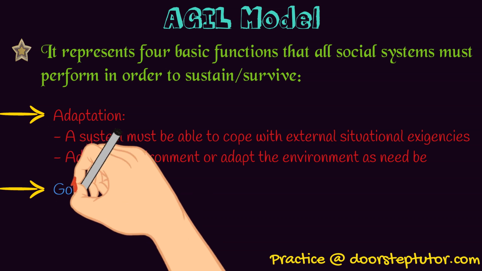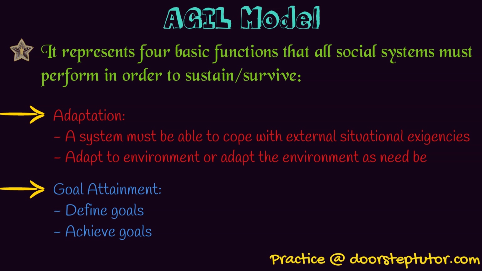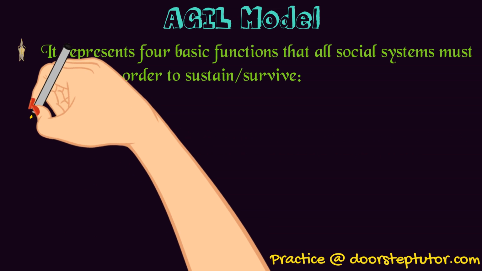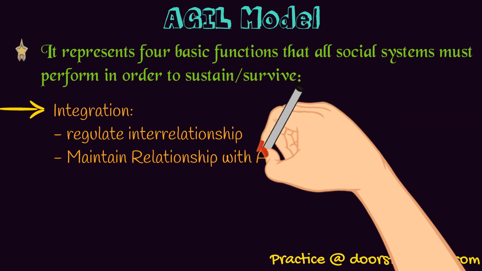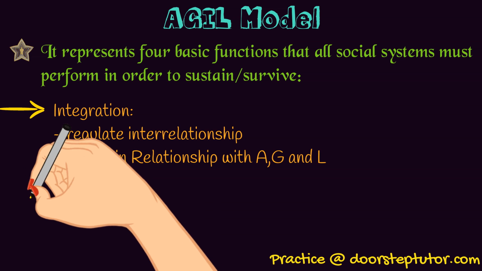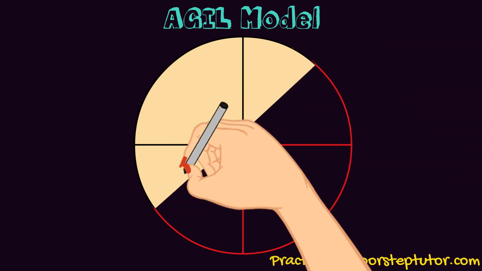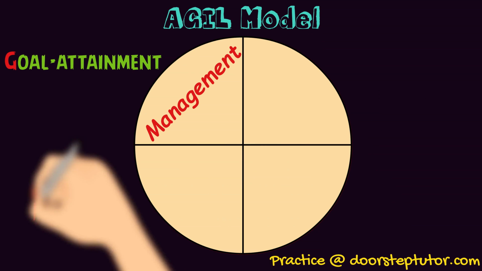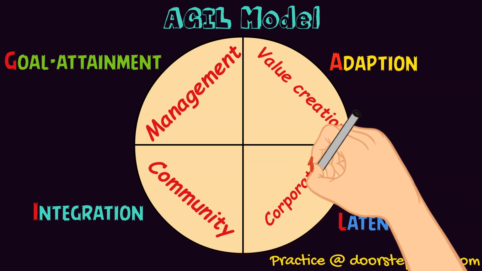Second is goal attainment. We should define our goals and we should achieve our goals. This is very important for a social system to continue. Integration, regular interrelationship, and this interrelationship should be regulated. That means there should be an interrelationship between adaptation, goal attainment, and latency also. So, what is latency? Latency is nothing but motivation, and to renew motivation of the individuals and also of the cultural patterns according to the need of the society.